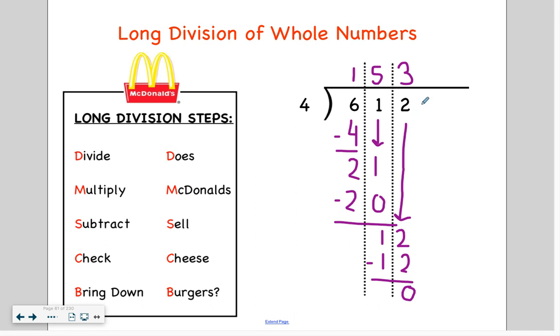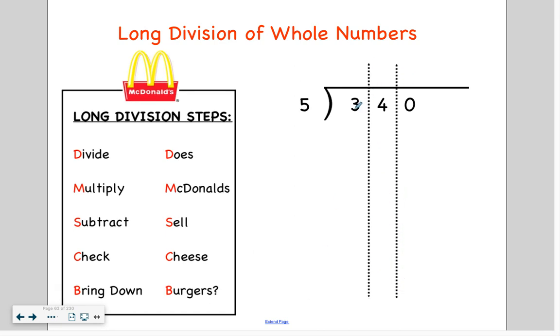To check our work, we can use multiplication. We can multiply 153 times 4, and if we get an answer of 612, we're correct. Let's just quickly try that. So if our answer times 4 is 612, we are correct. Let's see. Great. Our answer before of 153 was correct.